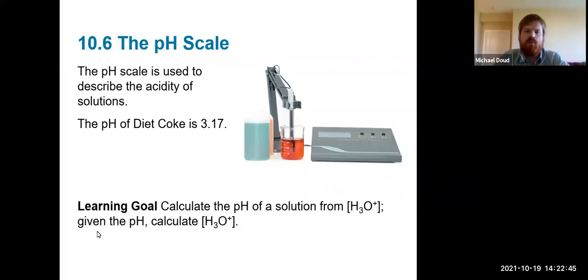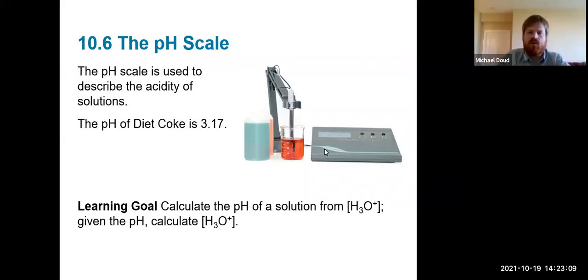Today we're going to wrap up chapter 10 by talking about the pH scale and finish up a few minor points here for acids and bases. The main thing from today is going to be the calculation of pH. That's going to be on the test, the next test. Some of the other stuff we won't include on the test, but we'll talk about that as we go through it. So let's go ahead and get started.